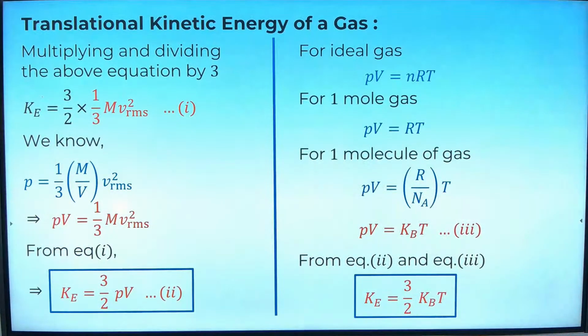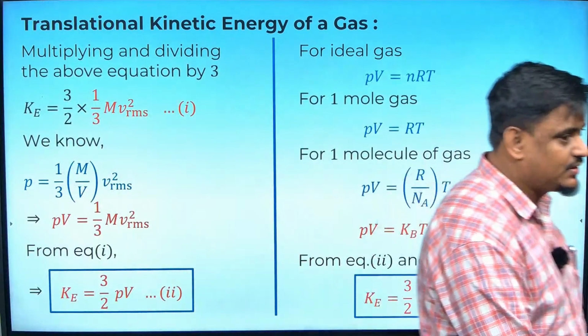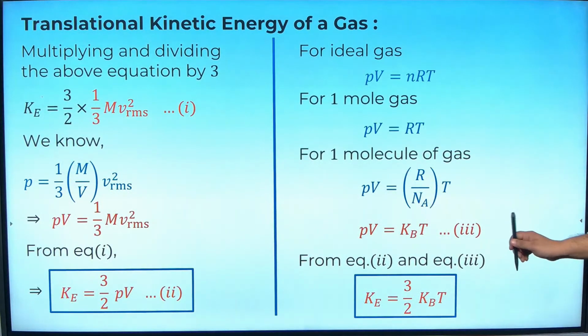I wrote on the first page itself, kinetic energy is equal to 3 by 2 kT. This we are using in 12th also. Which chapter we are using this, I am not able to remember now. Somewhere we have used this if I am right, it is there in 12th also. Okay, whatever. Kinetic energy is 3 by 2 kT.